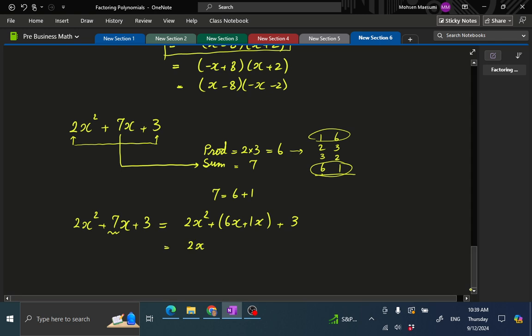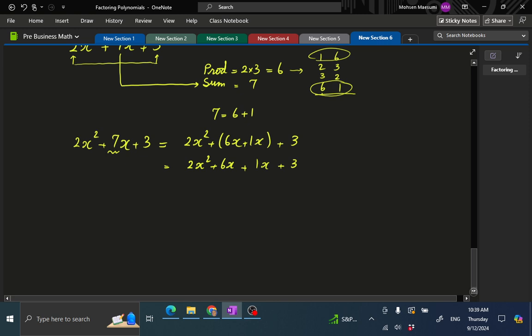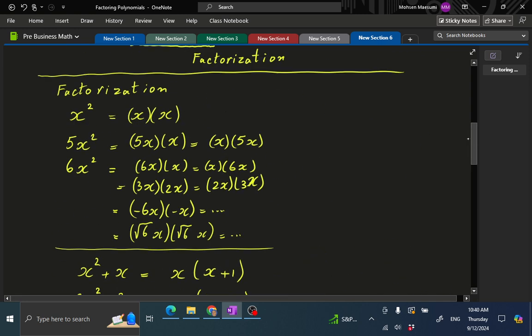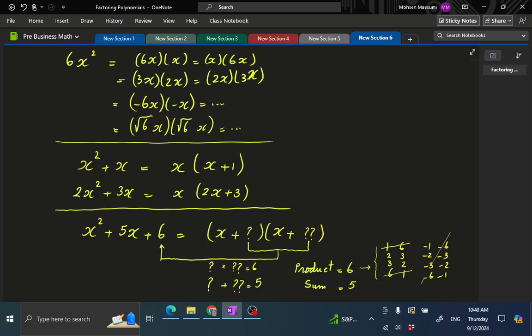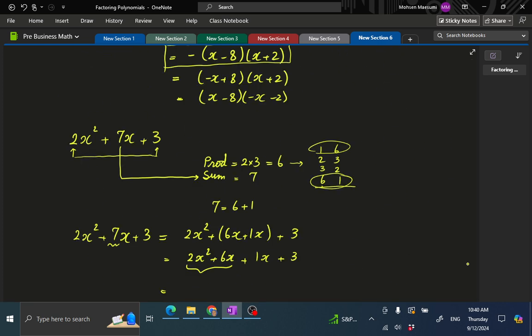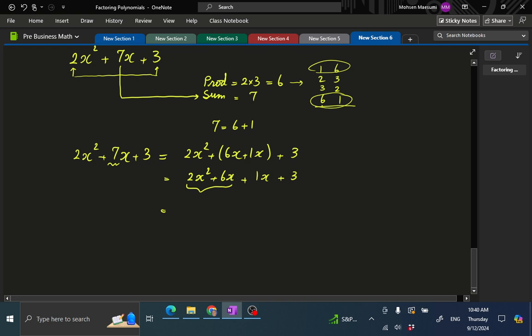Now I take 6x and glue it to the first one, and that 1x and glue it to the second one. Of course, you don't write 1x, you just write x, but just to track, I did that. Now, the first two, I see that just like the very first example that we had with this kind of factorization, we can factor by factoring out a common factor.